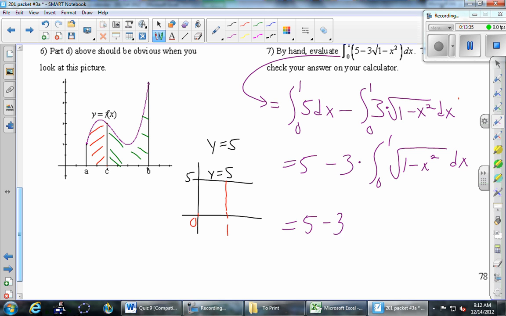Five minus 3 times this integral we saw. What's the answer? It's pi over 4. So there's our answer: 5 minus 3 pi over 4. Any questions on that?